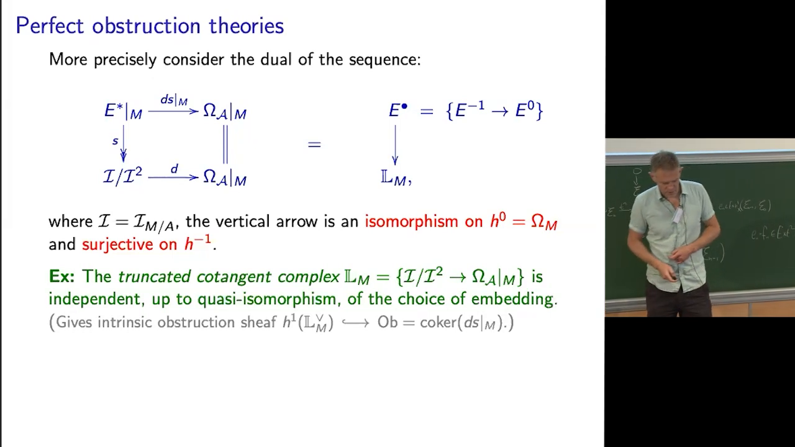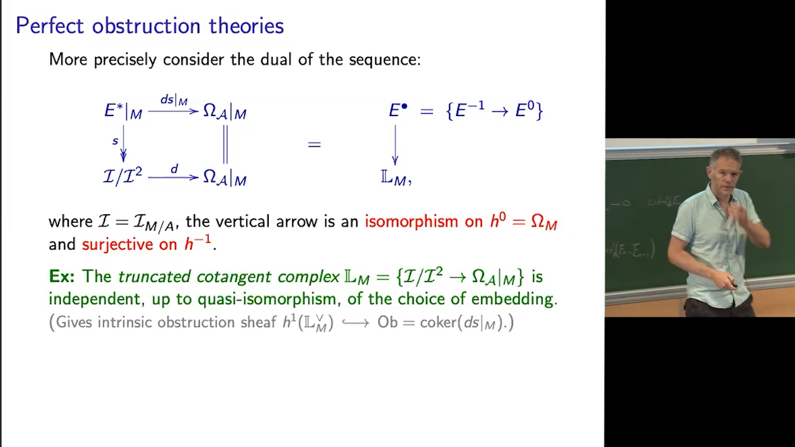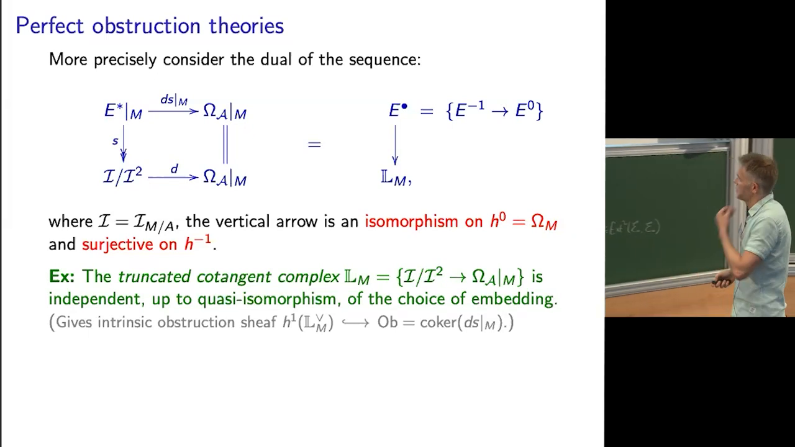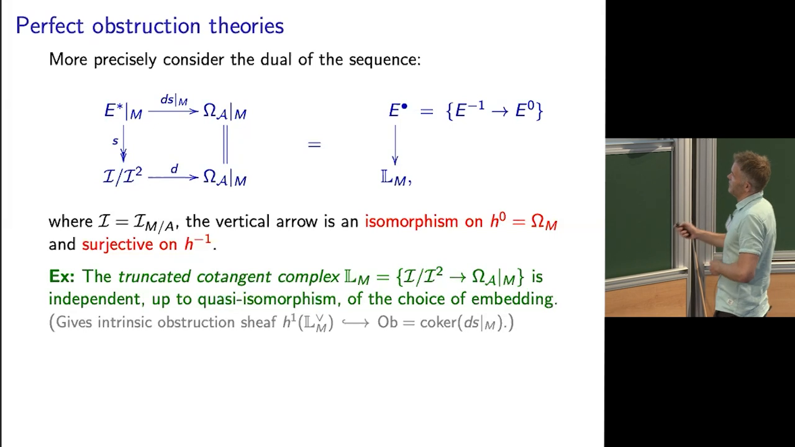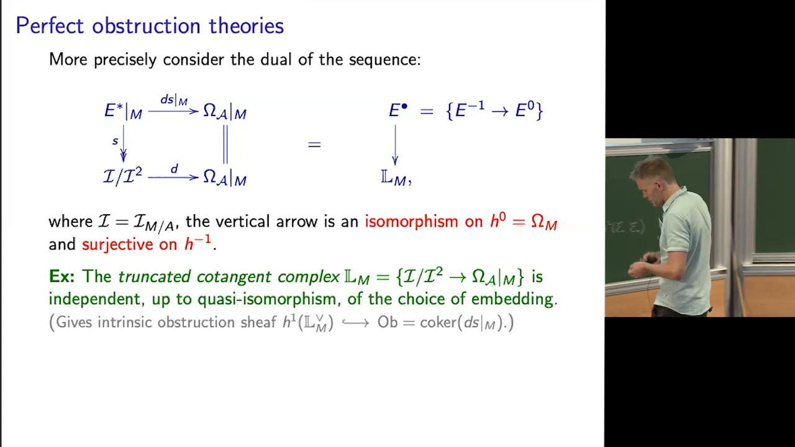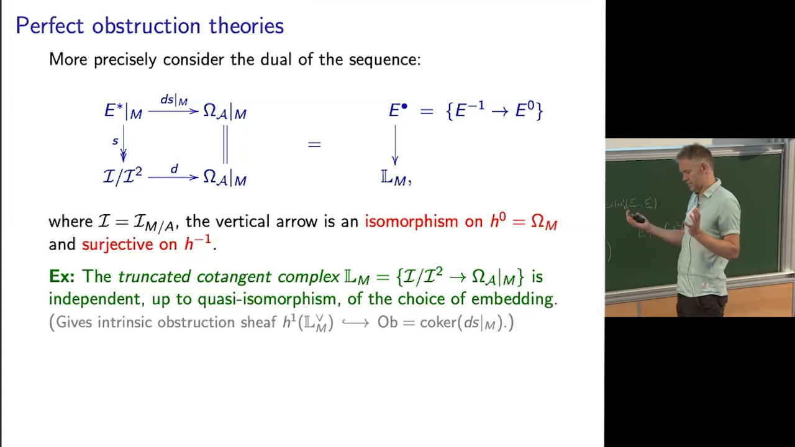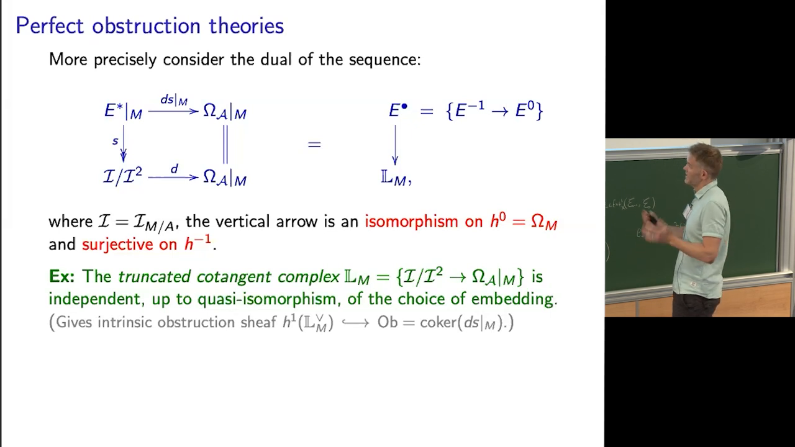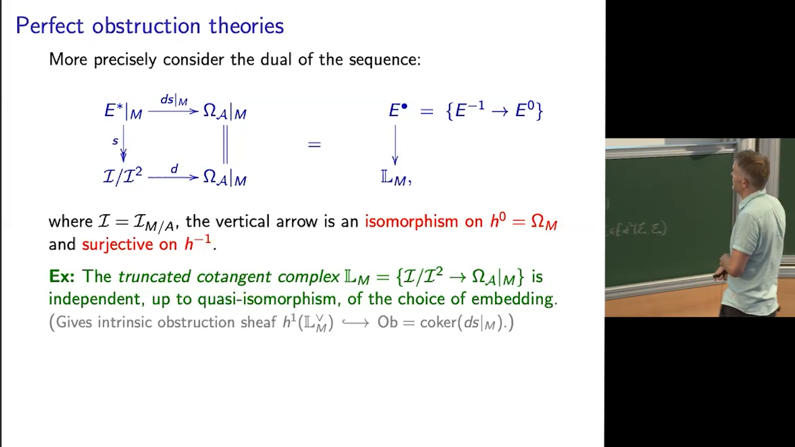There's something homology, what's that called? André Quillen, something or other. Anyway, the minus one-th cohomology of the cotangent complex is some intrinsic thing associated to the singularities of M, which tells you something about their singularities.